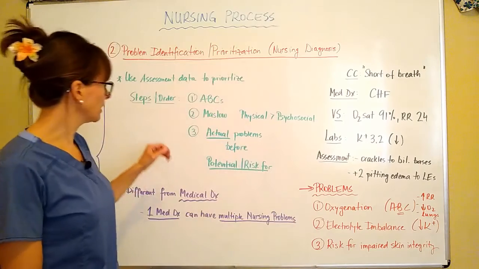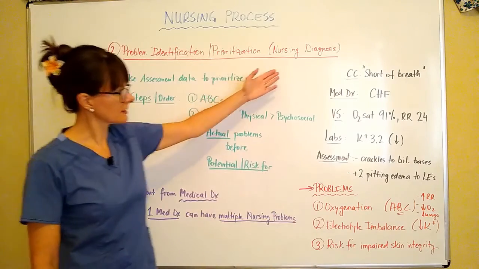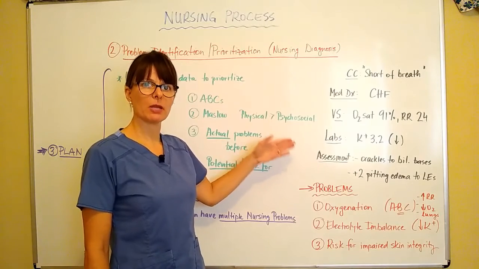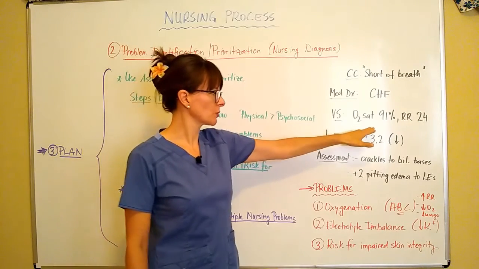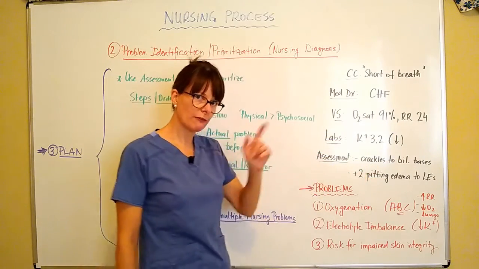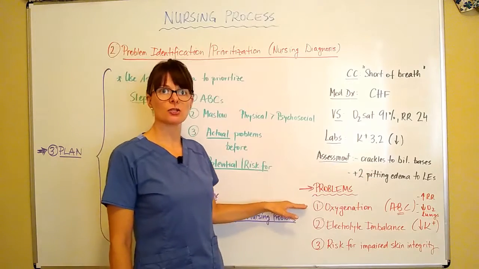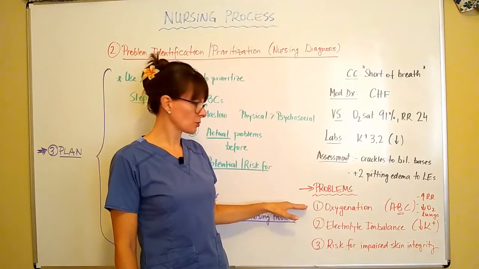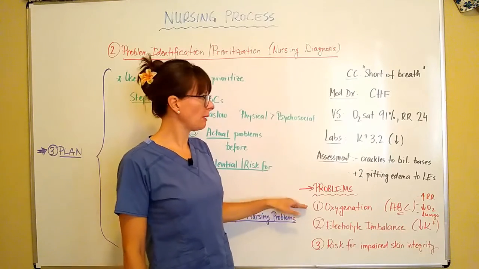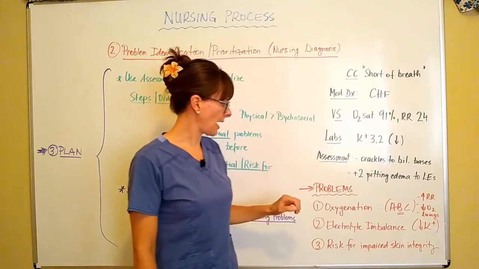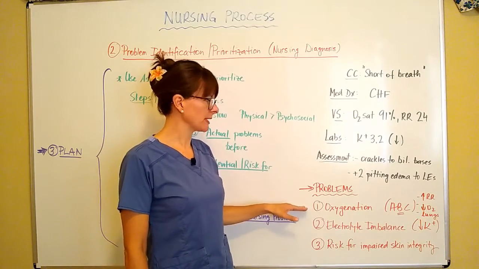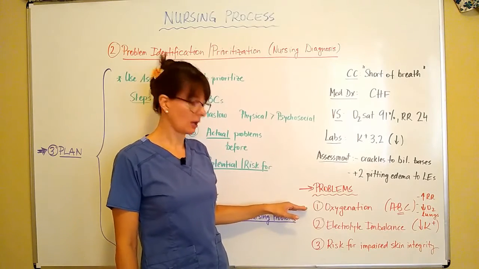Now I go back and ask, based on this assessment data, what do I have to focus on? Clearly there's a problem with the patient's oxygenation, because their O2 sat is low, they're breathing a little fast, and they have crackles in the lungs. So my first problem needs to address their oxygenation. You might call it oxygenation, and some might call it impaired breathing pattern because the respiratory rate is a little high. Whatever you call it, the problem lies within their lungs.